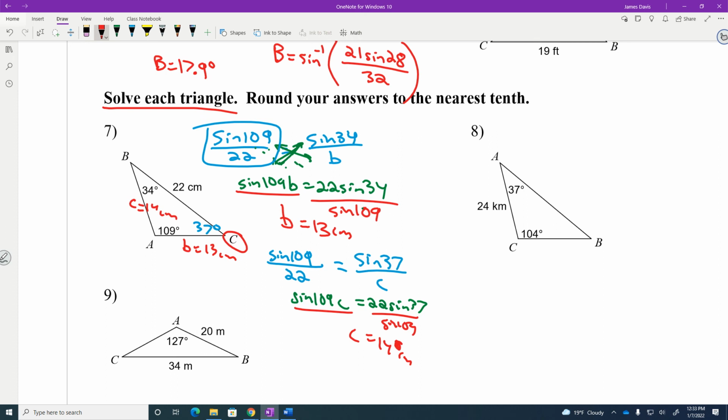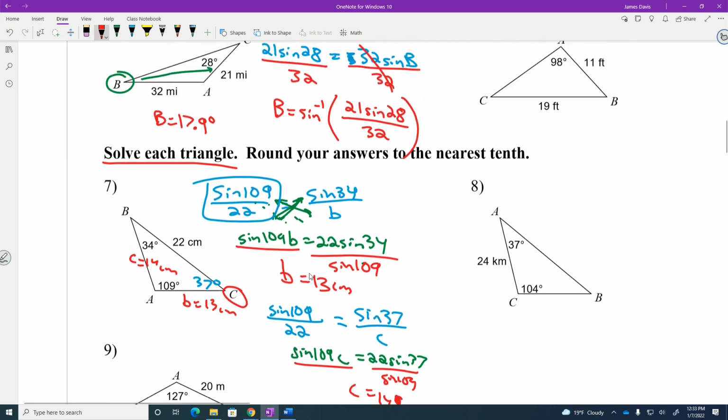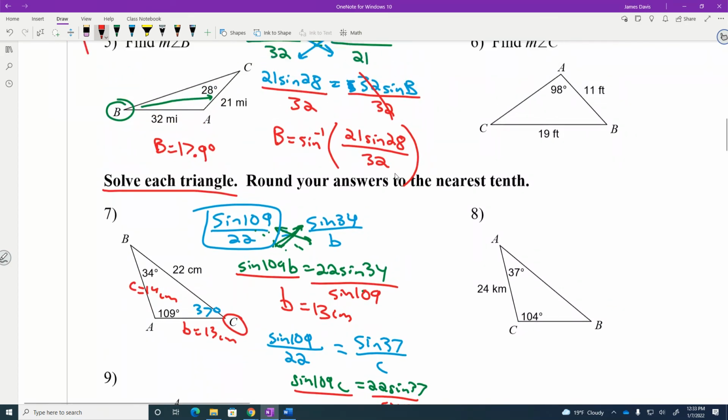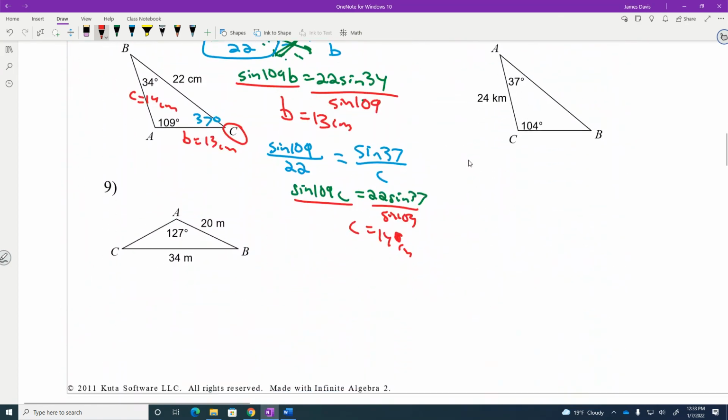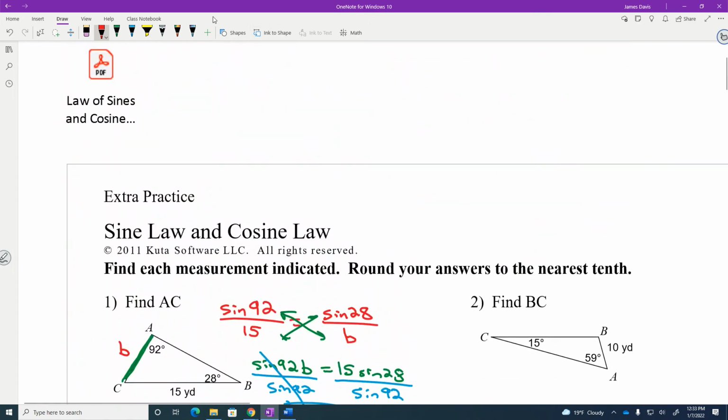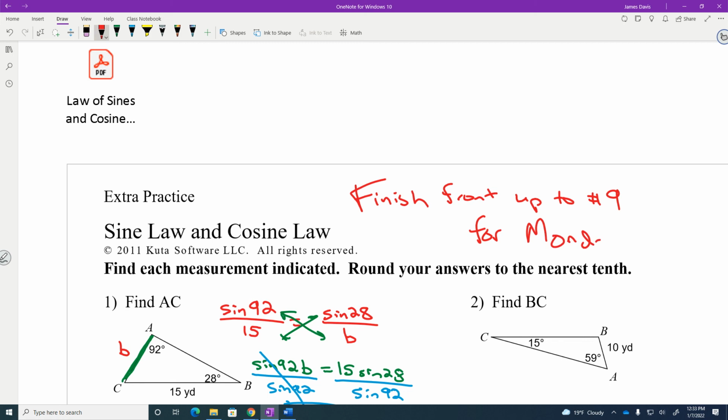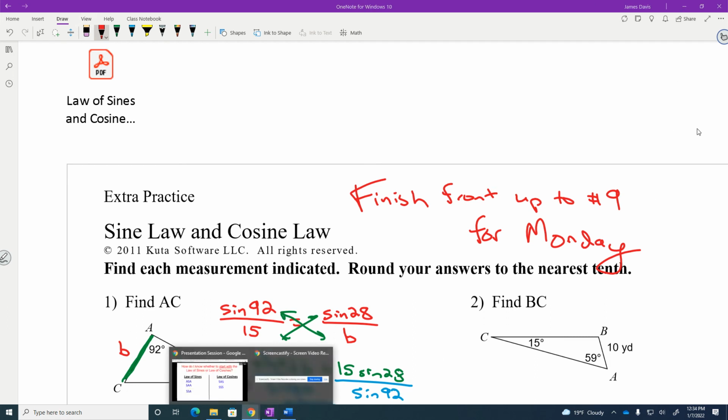So that's it. If you guys can do that, you can do the whole front. This period's over at 42, so you've got like 9 minutes to work on it, and you need to finish the front, so you've got those 5 problems: 2, 4, 6, 8, and 9. So for Monday, finish the front. Make sure to ask for help if you need some.